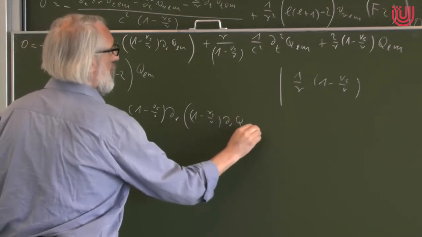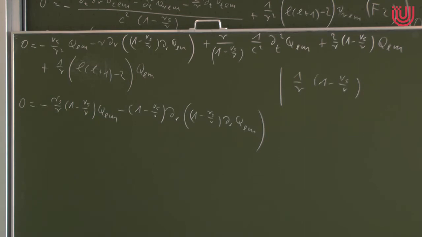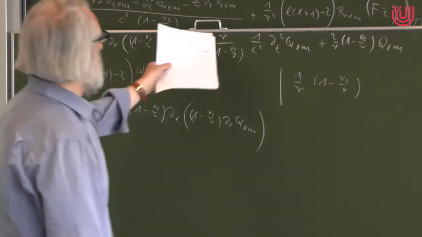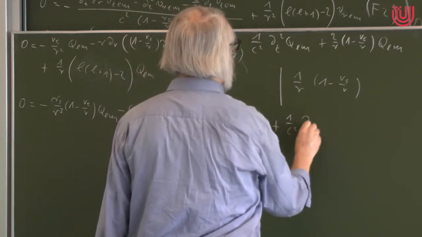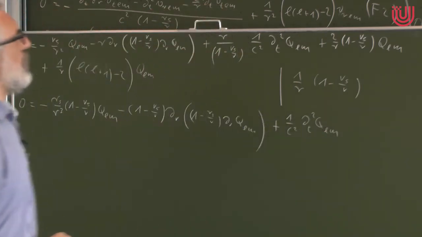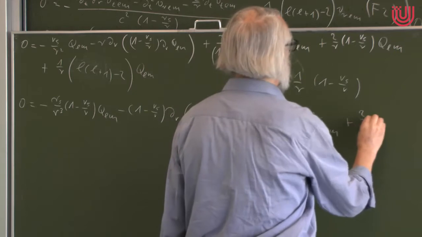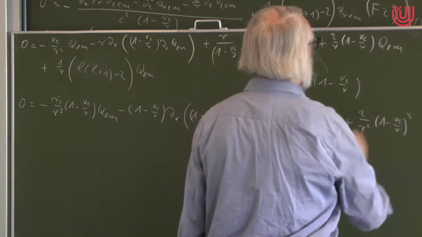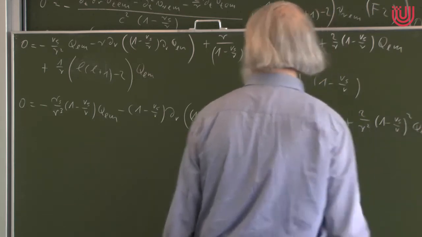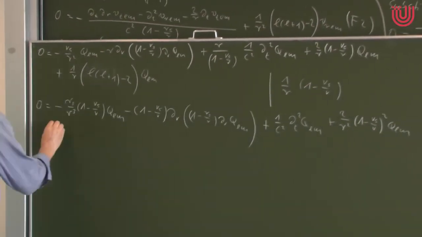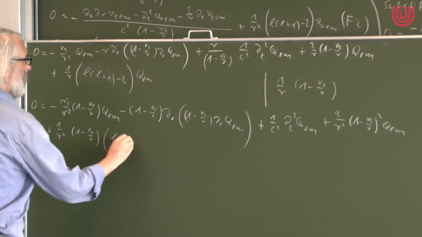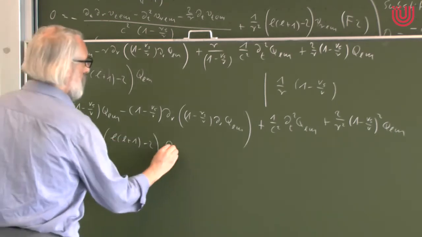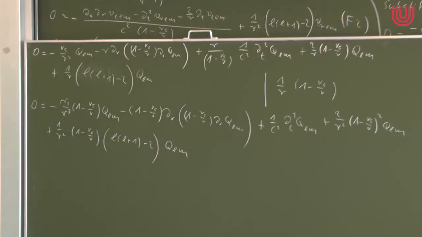Yeah? Shouldn't it be R to the cube in the denominator, not just R? Oh, yes, you're right. Thank you. Yes, of course. Here it goes away. So this term goes away. So I have just 1 over c squared second time derivative, QLM, which is nice. And here I have plus 2 over R squared (1 minus RS over R) QLM. And here I get 1 over R squared (1 minus RS over R) times L(L plus 1) minus 2, QLM.